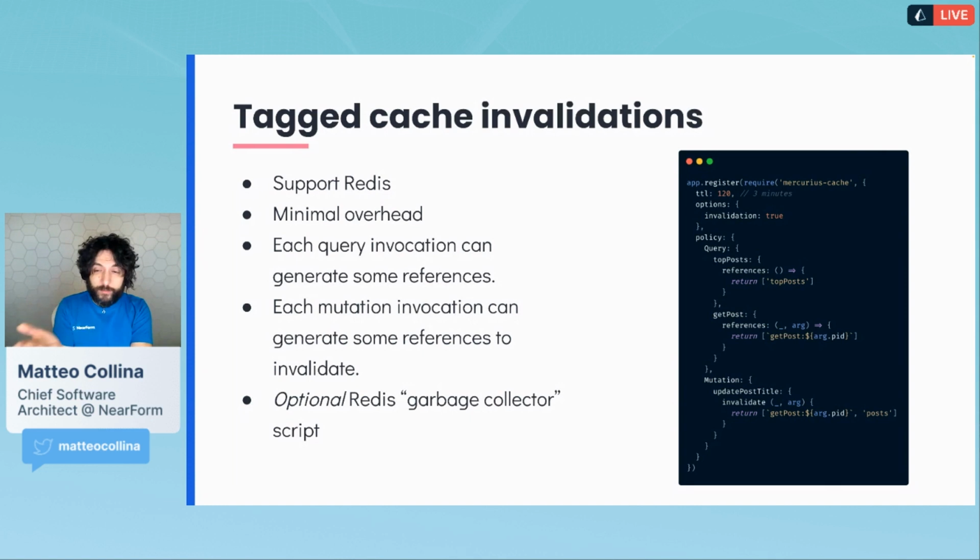Essentially, you specify these reference functions, as you said. So the top post just returns a key, top posts. And then we have a get post policy that will specify a reference for get post arg.pid. And then when a mutation happens, you can actually tell the caching layer to invalidate both the get post arg.pid and the post tag.